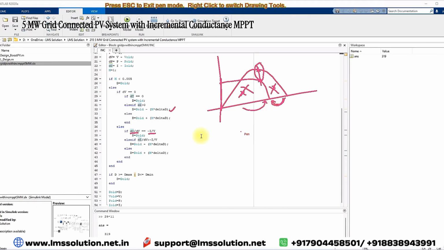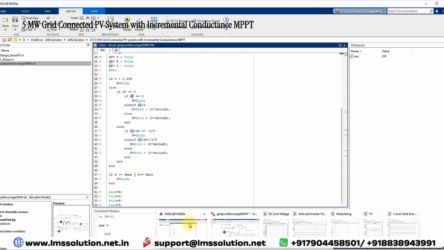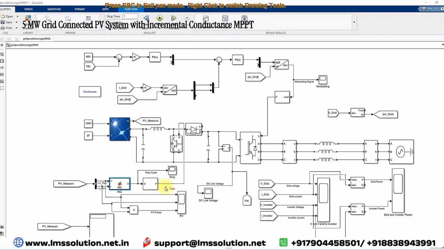So this is the working of the incremental conductance MPPT. This is the code for that. Finally, we have the duty cycle here. The duty cycle is going to be processed via the PWM generator. PWM is nothing but pulse width modulation. You just compare the duty cycle with a triangular wave or a sawtooth waveform, and it will generate the pulse.